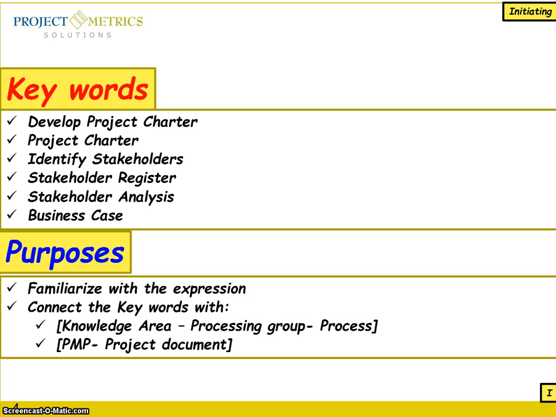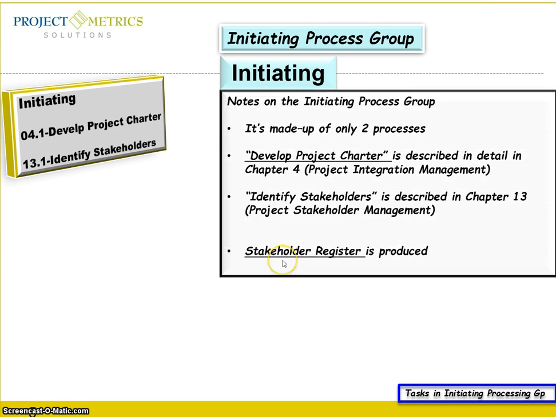Now, I'd like you to be familiar with some keywords. For example: develop project charter, identify stakeholders, stakeholder register, stakeholder analysis, business case. The purpose of doing this is to be familiar with the expressions, and you connect the keywords with the knowledge area, process group, process, PMP, or project document. Now, let's see what the makeup of the initiating process group is. It's made up of only two processes: develop project charter and identify stakeholders.